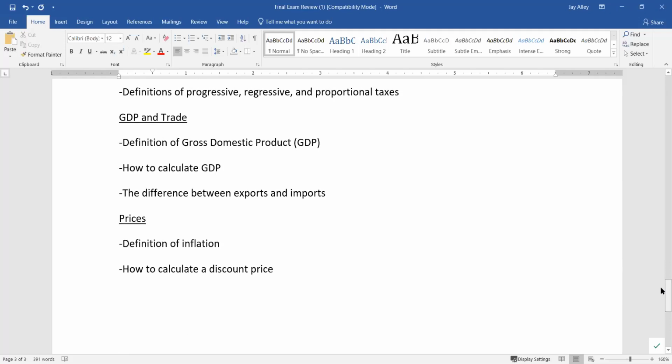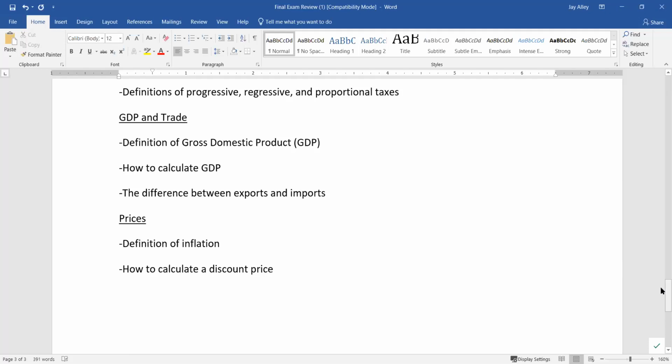The last two sections here are about trade. Gross domestic product. Think about how trade has changed over time. There were a lot of answers on that on the first unit test that really were kind of off the mark.